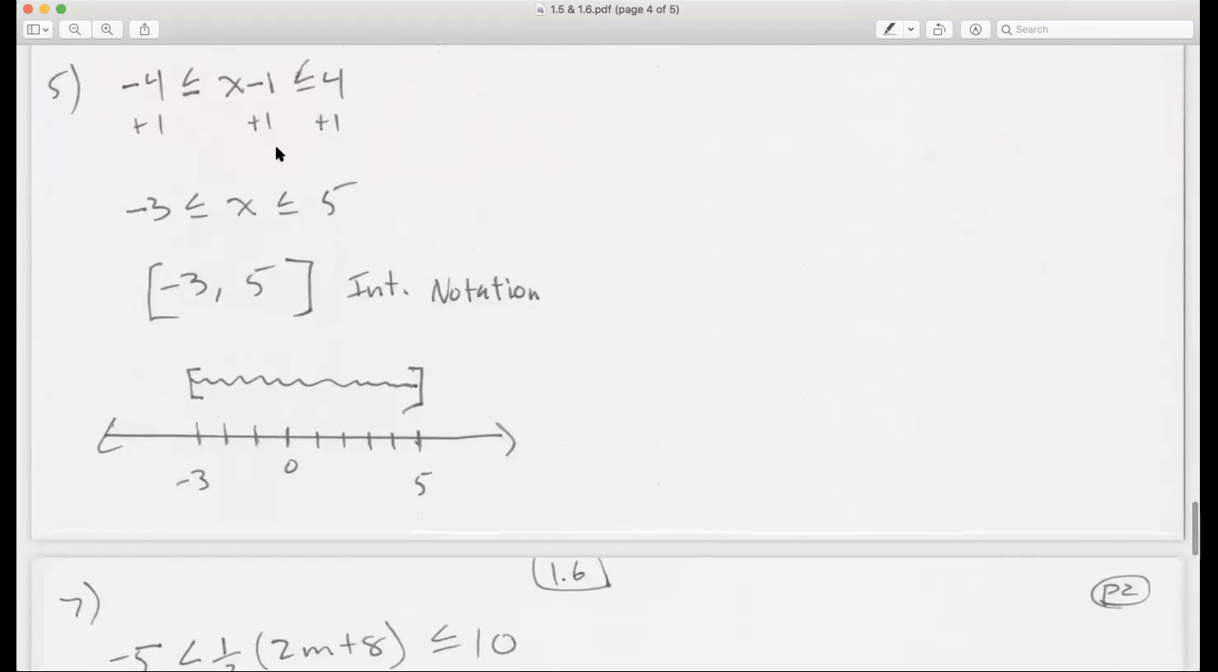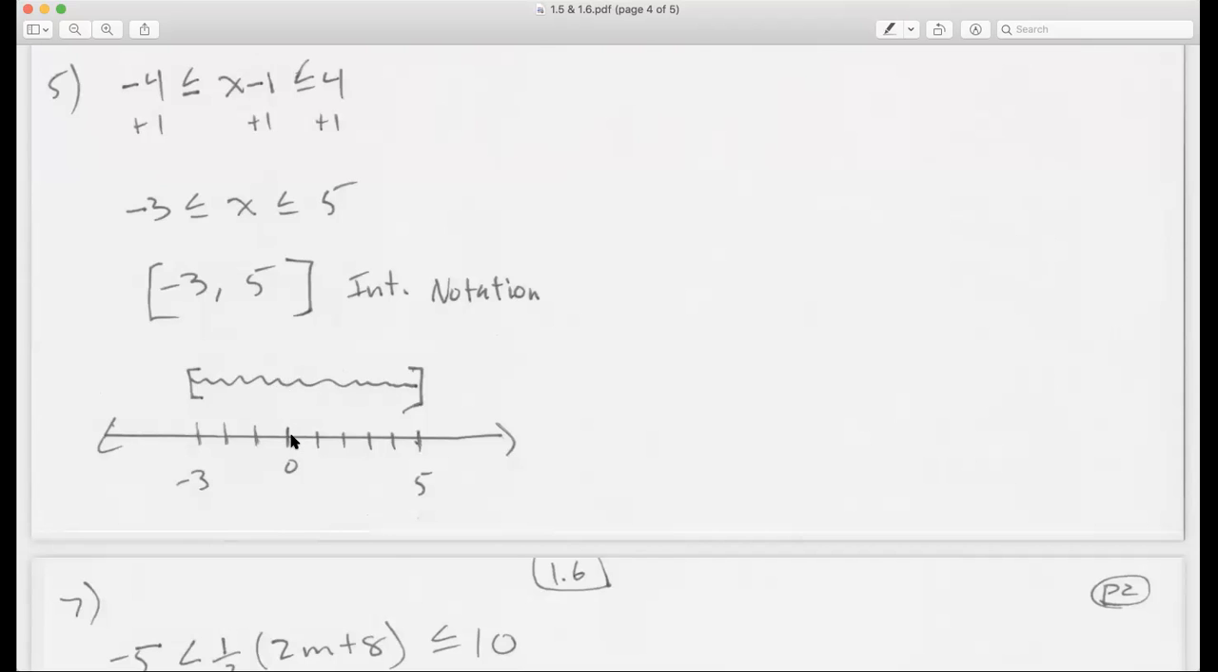Number 5, compound inequality. I added 1. Negative 3 is less than or equal to x is less than or equal to 5. So because this is less than or equal to, you use bracket. Graphing, it'll look like this. Negative 3 to 5. Every number in between will work in this compound inequality. That's what the graphical solution means.